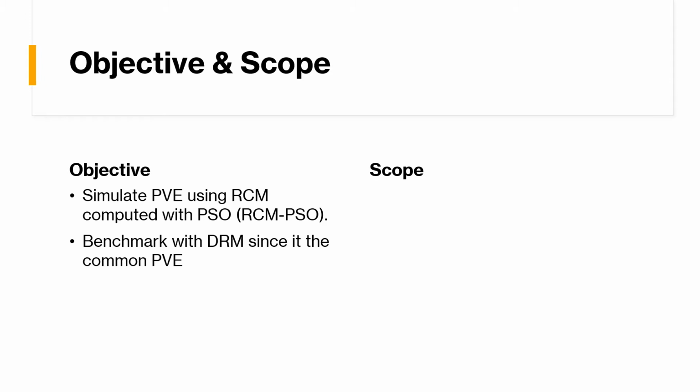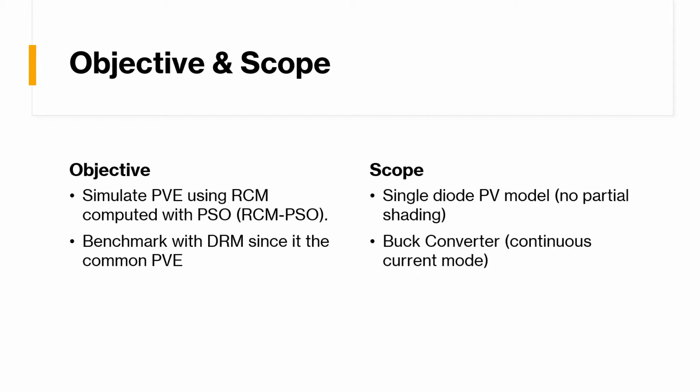The scope of the study is to simulate this with a single diode model with no partial shading, the buck converter with continuous current mode operation, and lastly the PI controller. Also, the simulation is done using MATLAB Simulink, and only the resistive load is tested.